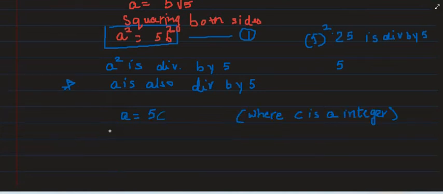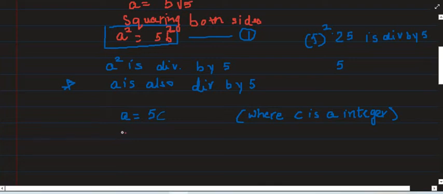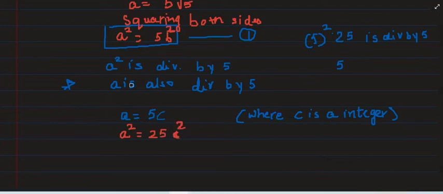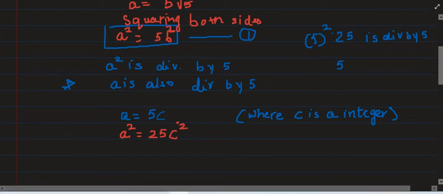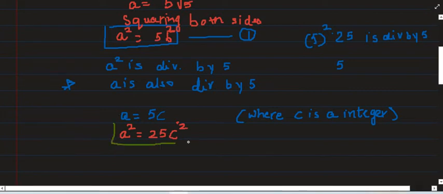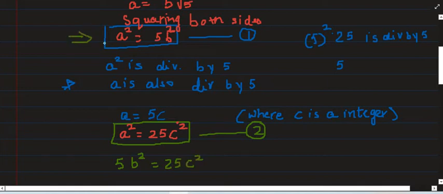So here c is any integer, and now again squaring both the sides we will get a square is equal to 25c square. Let's name this as equation 2. From 1 and 2 we can say that 5b square is also equal to 25c square. Here a square is equal to 5b square, a square is equal to 25c square, so we can say 5b square is equal to 25c square.